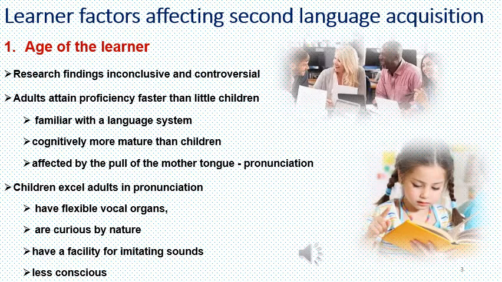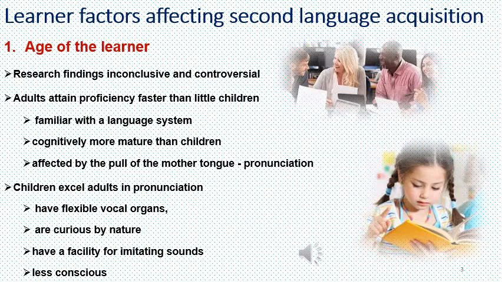Adults are already familiar with the language system. They know what a language is made up of: sounds, letters, words, syntax, spelling, pronunciation, etc. They are also familiar with the basic rules of grammar. Moreover, they are cognitively more mature than children. Therefore, they attain proficiency in the foreign language faster than little children.